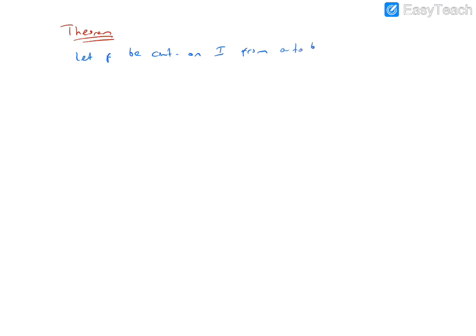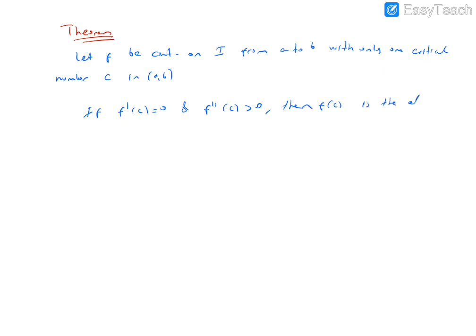From A to B with only one critical number C in the open interval AB. So we can say that f of C is the absolute minimum. So if f prime C equals 0 and f double prime C is bigger than 0, then f of C is the absolute minimum.